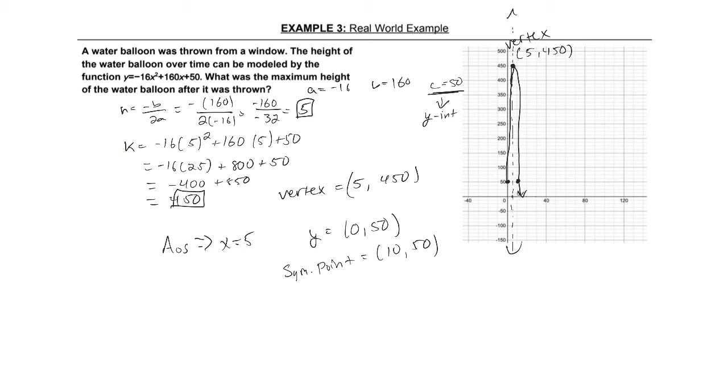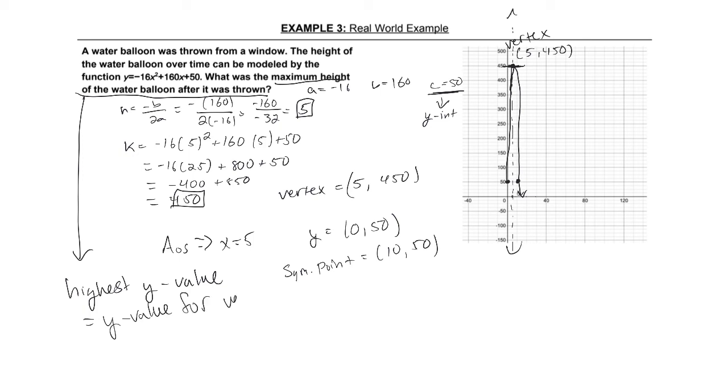But our question focuses on what is the maximum height of the water balloon thrown. So we're looking for the highest y value. Well, our highest y value comes from our vertex because this is a concave down parabola. So our highest y value, or our max, would be our y value at our vertex, because it's concave down.